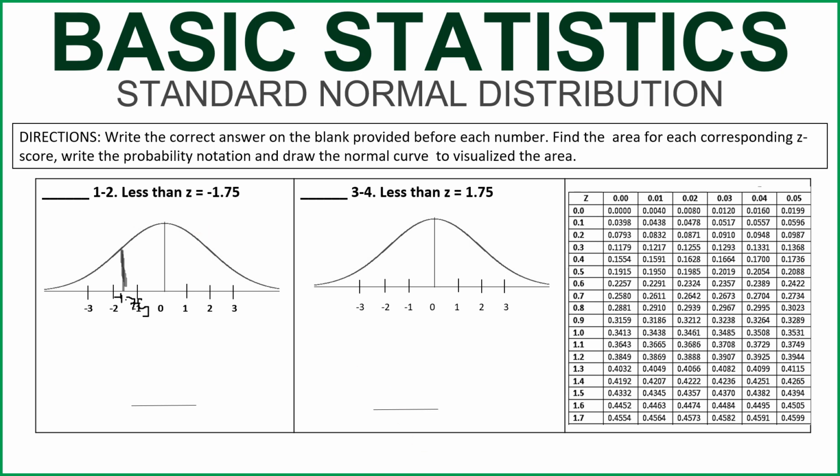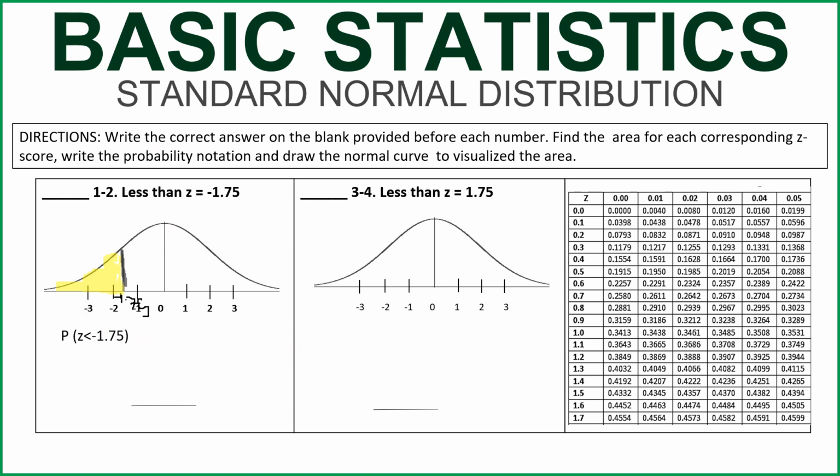So since we have the keyword less than, therefore we will shade to the left or right? Of course, we will shade to the left. So this is the area that is less than -1.75. So our probability notation is z is less than -1.75. So when you have the word less than, of course, you will use the symbol less than.